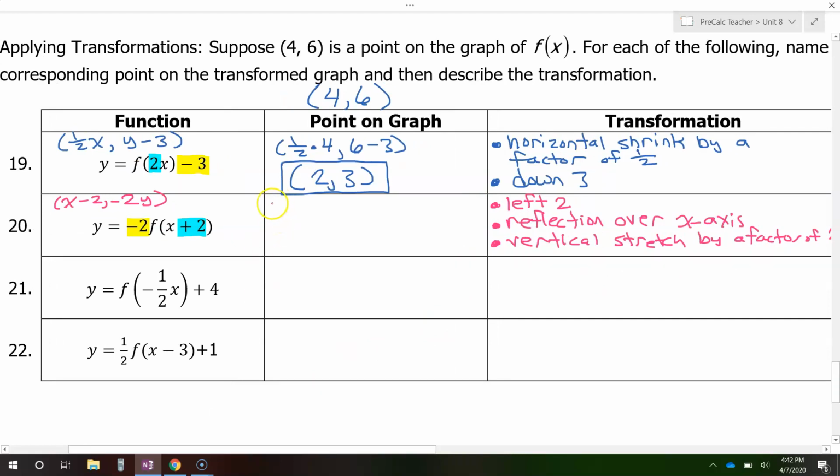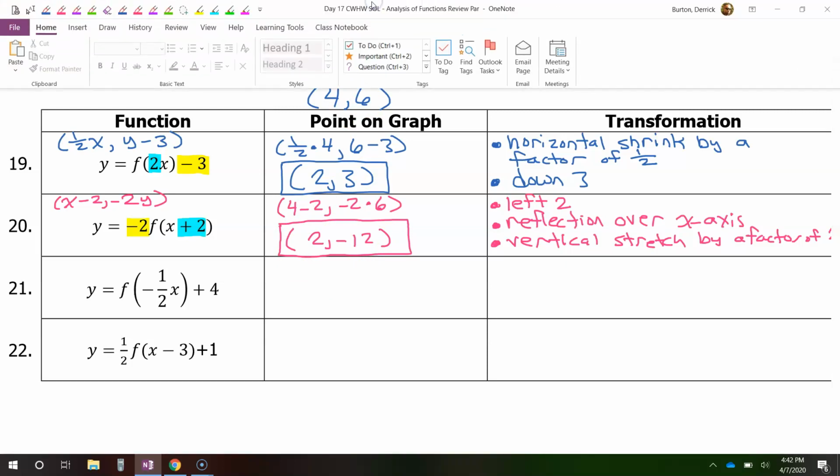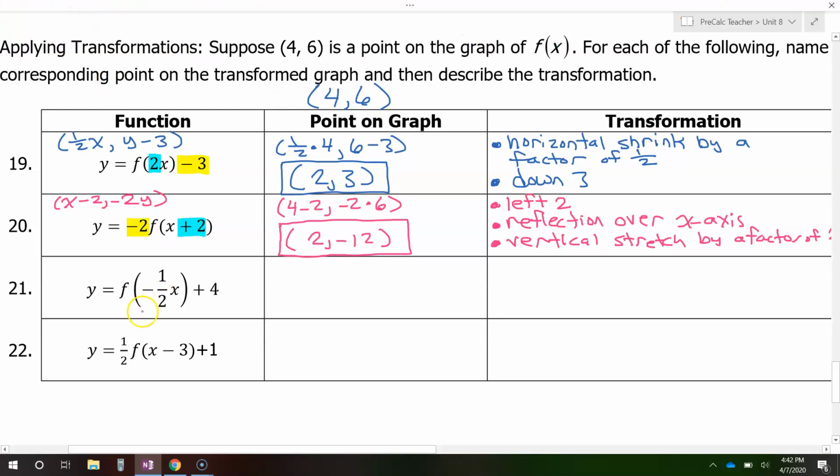Okay, so applying these transformations to the point 4, 6, I have to do x minus 2, so that'll be 4 minus 2. I have to do -2 times y, so that'll be -2 times 6. Well, that is going to give me 2, -12. So that would be the point that you would get after the transformation of the point 4, 6. Okay, moving on.